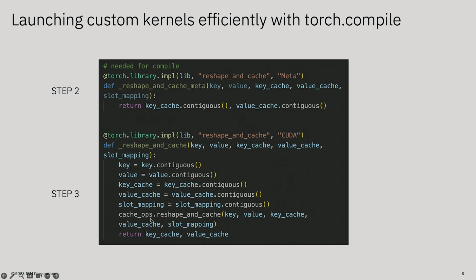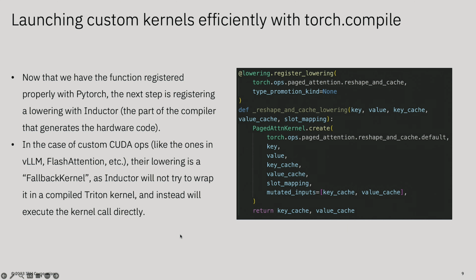So that is like this last part here, step 3, in which you ensure everything is contiguous just in case, because sometimes the torch compiler likes optimizing memory layouts, and sometimes that means making contiguous memory non-contiguous if the operation you're calling can accept it. In this case, page attention does not accept non-contiguous inputs, so you need to make sure they are contiguous. Then you call the original function, which is this cache ops.reshape and cache. This is the C++ CUDA kernel that these guys developed. And then you just return the key and the value cache, sorry.